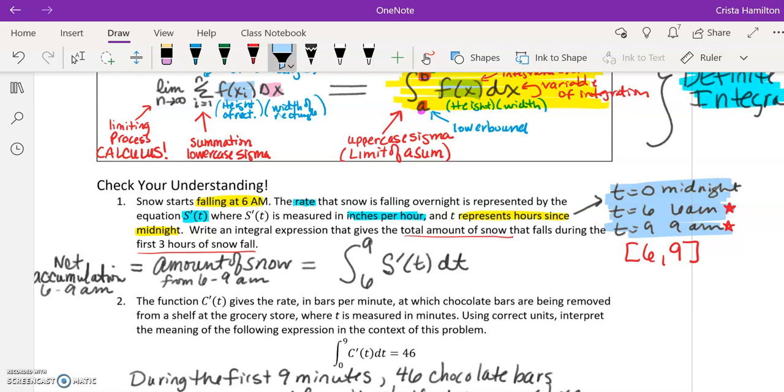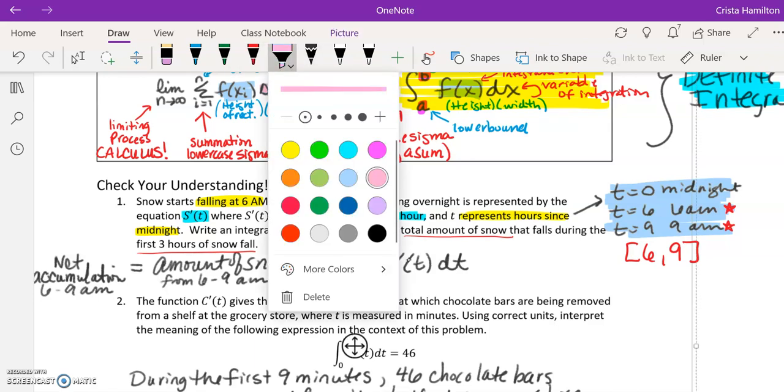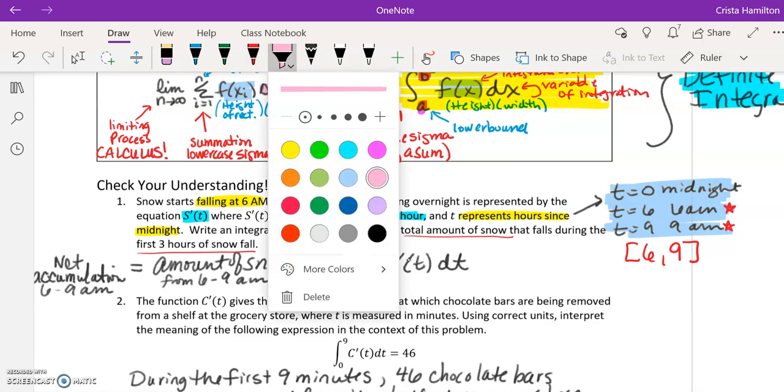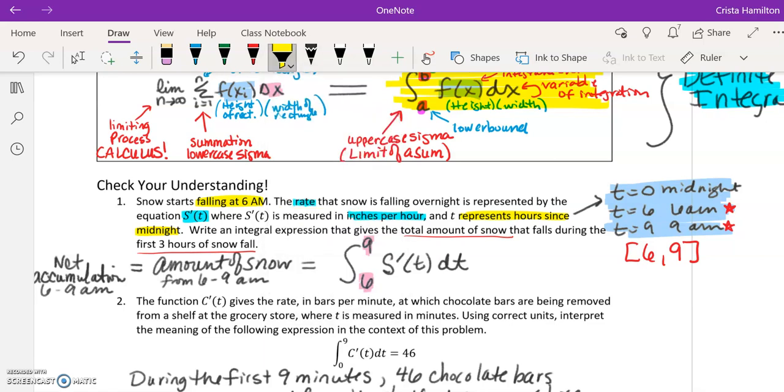And so that's why over here in my definite integral, when I was highlighting it, this is a 6 and this is a 9. Because that matches the bounds on the interval of time that we're interested in. The function that we are finding the net accumulation under, the quote-unquote velocity curve, is going to be S prime of t. So that goes into the integrand when we're looking at it down here. Trying to match my colors that I used earlier. So there's your integrand, and then of course your dt is your variable of integration.